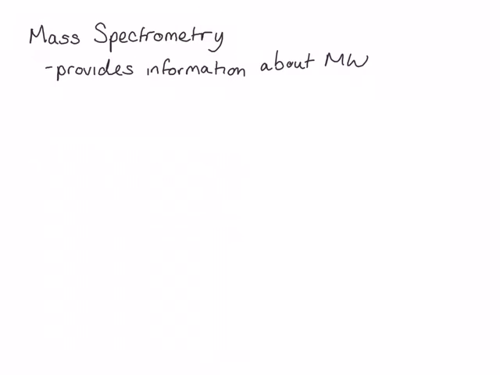This video will cover the topic of mass spectrometry. Mass spectrometry provides information about the molecular weight of a species. It separates species based on their mass and their charge. Mass spectrometry works by using a high-energy source to ionize a molecule.